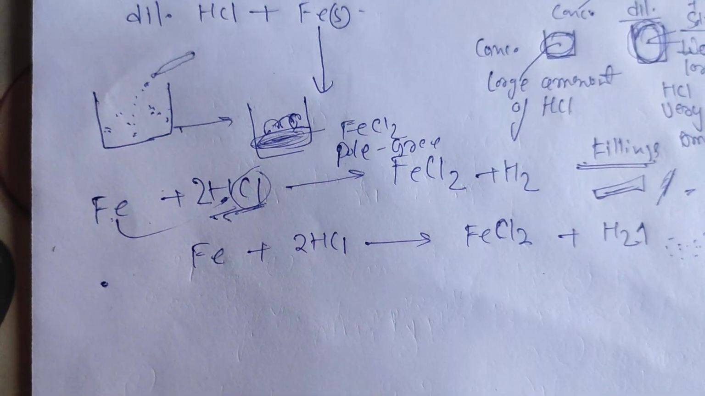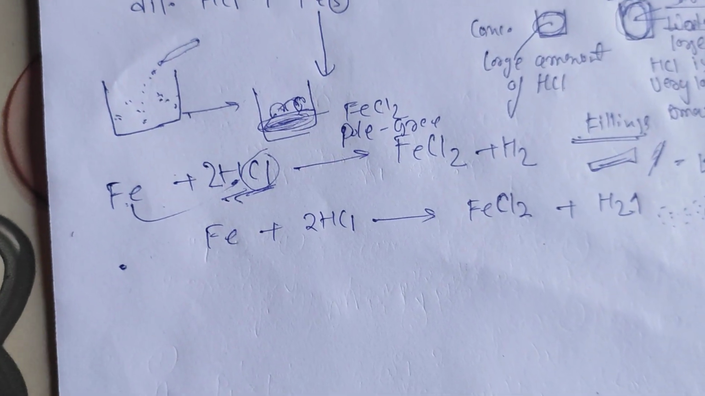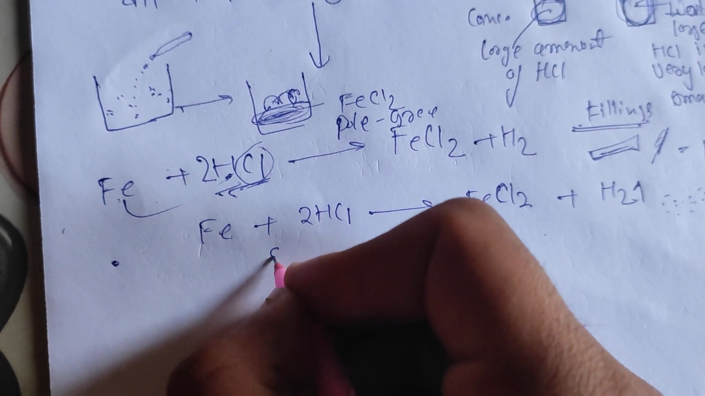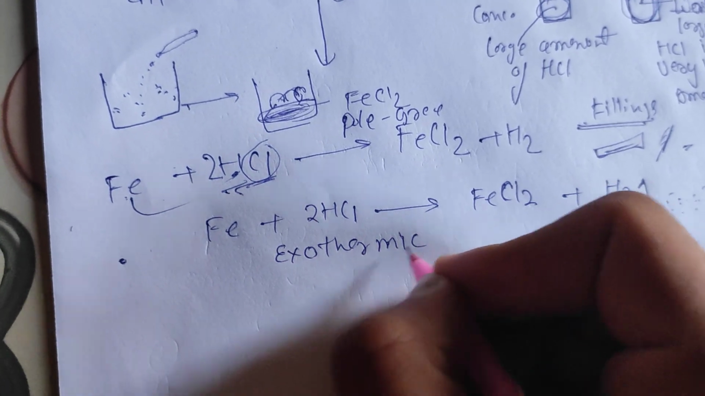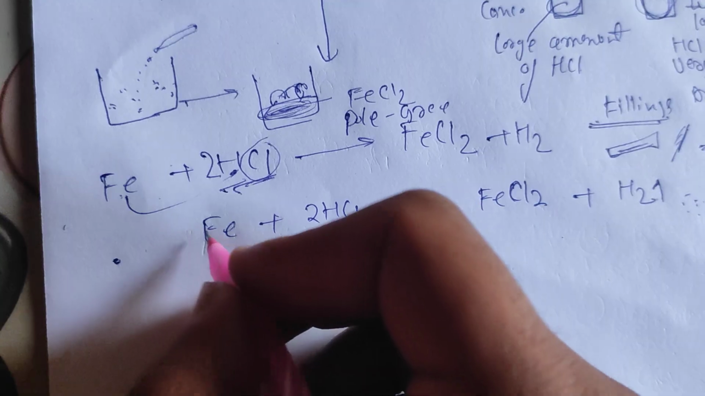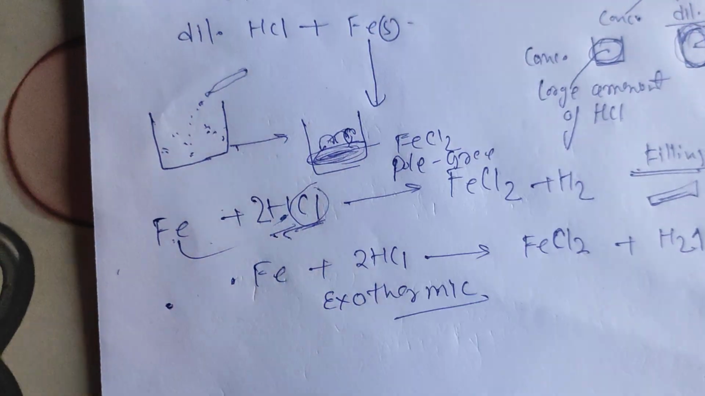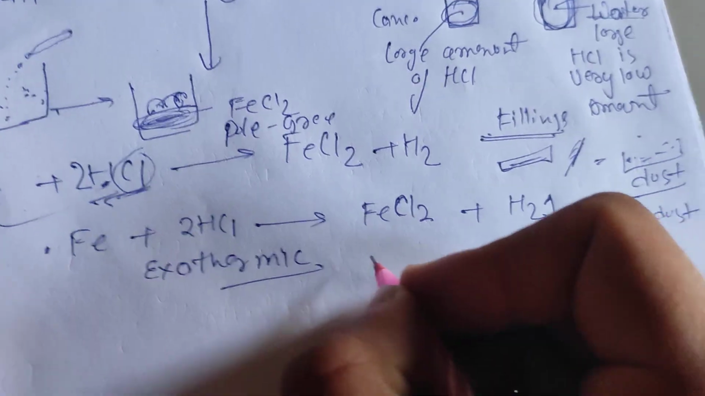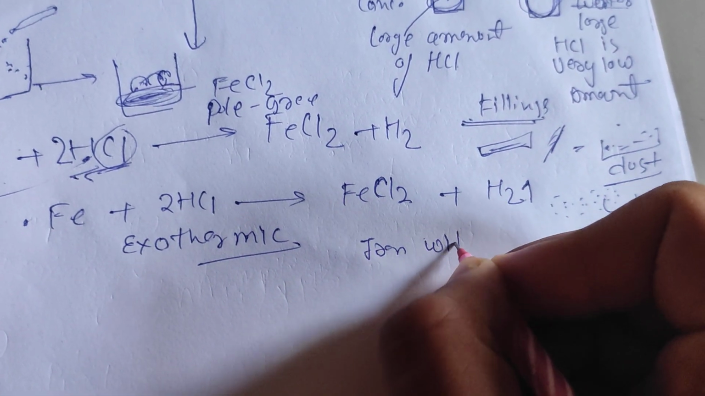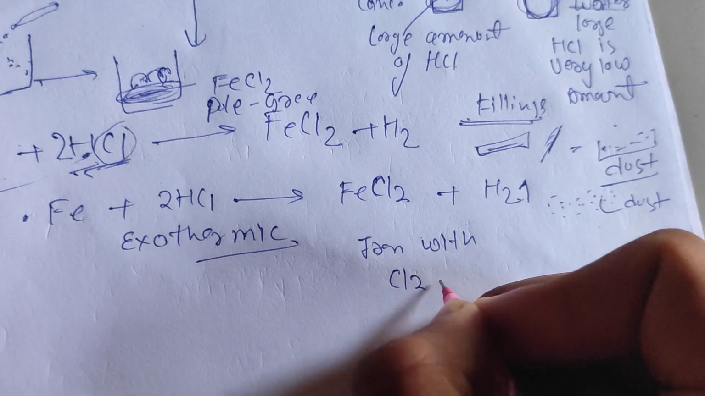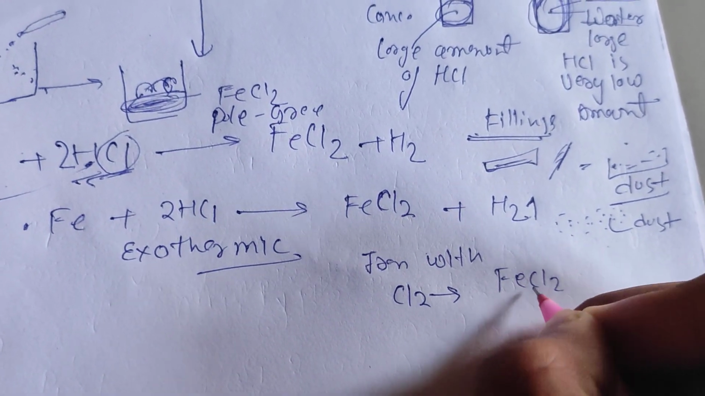This is an exothermic reaction. When we touch the tube, we feel some warmth on the surface. So the first doubt is what happens when iron reacts with chloride. We see that they form iron chloride, basically iron second chloride.